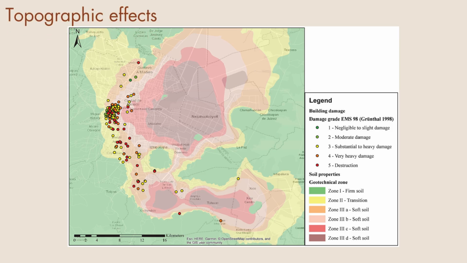The topographic effects were also observed during this event. Most of the building damage during the earthquake was concentrated in transition zones between soft deposits and rocks. In these zones, the curvatures of basins induced stronger shaking and longer durations.